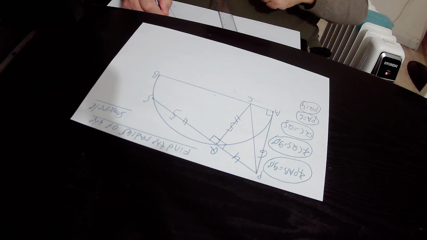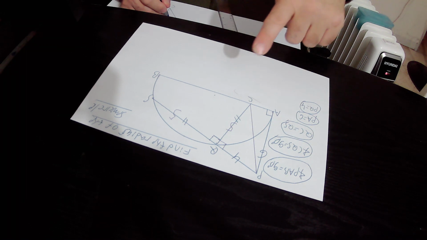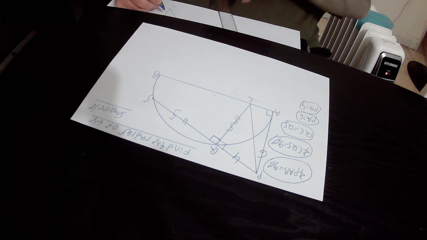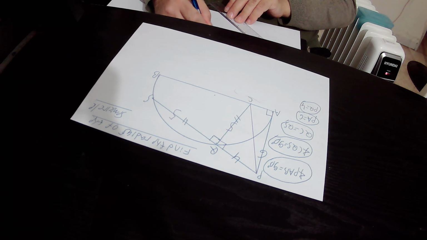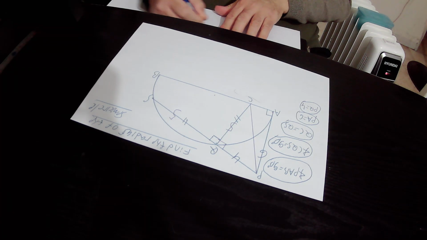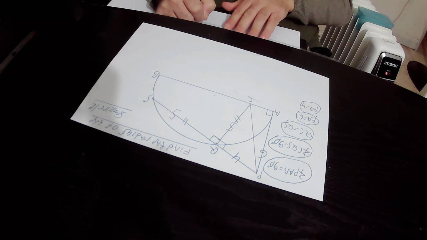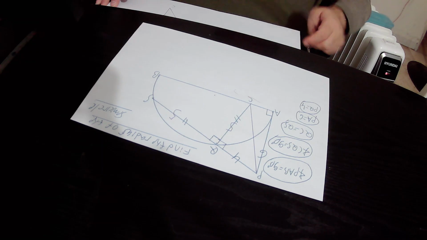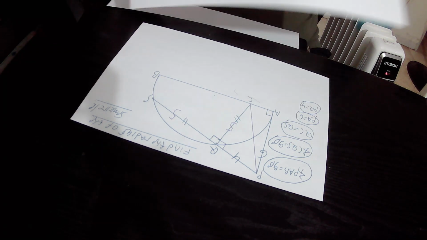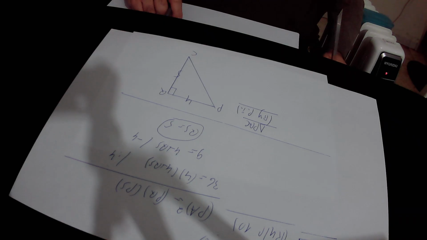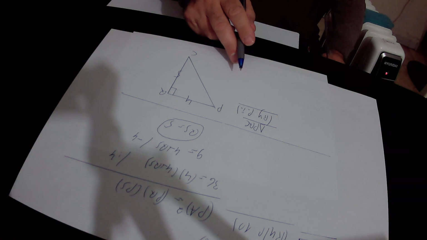PQ equals 4 units, according to what is given in the question, and we just found out that QC equals 5 units. So actually, this is the right triangle PQC that I copied from the original drawing.